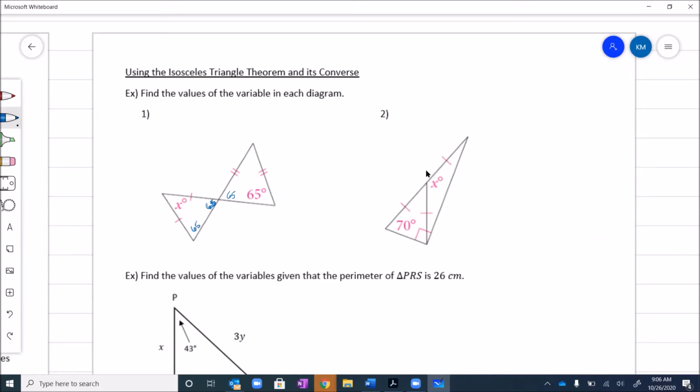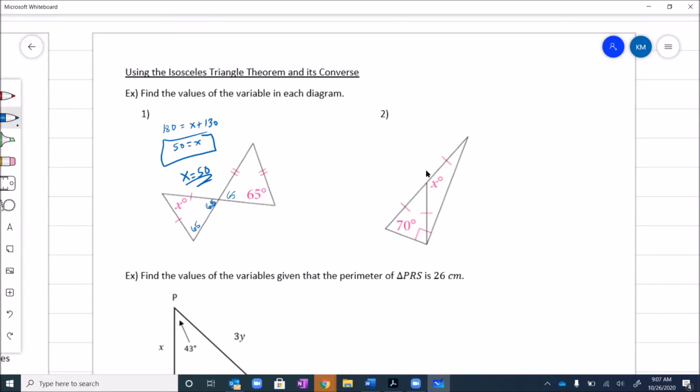And then we use our triangle angle sum theorem to say that all triangles add up to 180 degrees. And so 65 plus 65 is 130. 180 minus 130 should give us X. Okay, and so then we find that X in that first problem is 50 degrees. Okay.